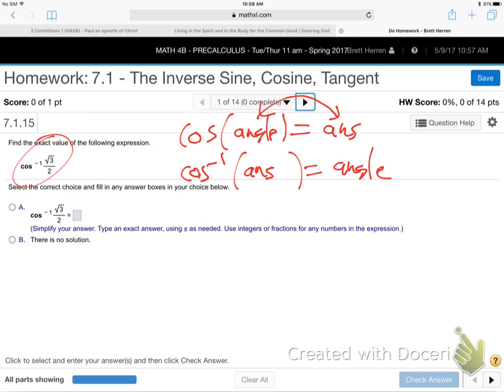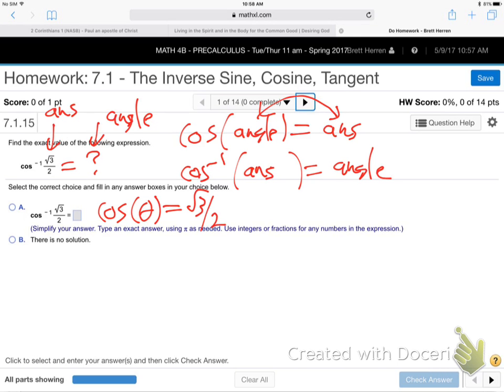So as I look at this one, for example, they're saying, all right, cosine inverse of root 3 over 2 equals what? The root 3 over 2 is actually the answer, and what they want from me is the angle, right? Because it's an inverse cosine question. So with that in mind, what they're really saying is, hey, the cosine of what angle equals root 3 over 2? Give me the angle so that the cosine is root 3 over 2. So how do we do that? Let's go to the unit circle.